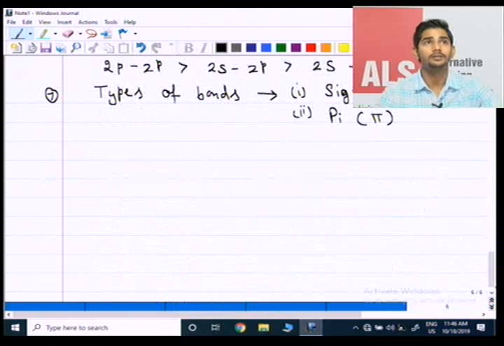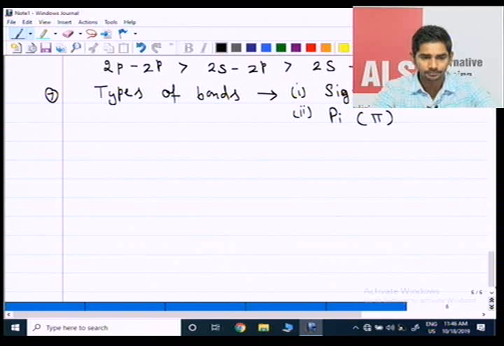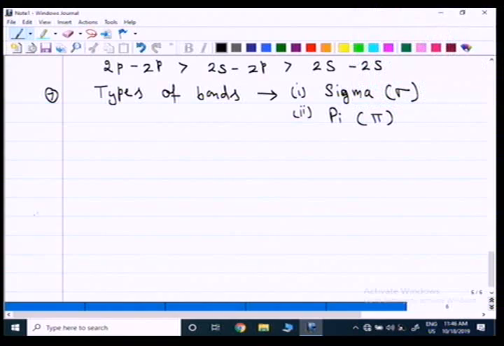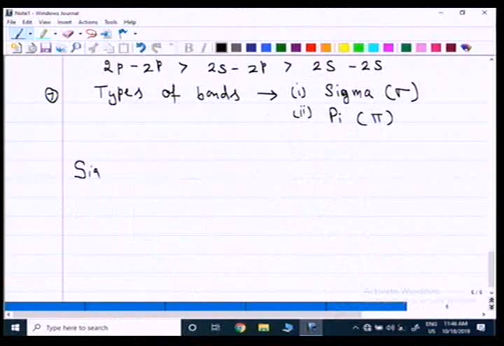So guys, these are the main introduction, or we can say the theory of the valence bond. Okay. Now let's move on to the important section where we have to discuss the sigma and the pi bonds. So the first bond is the sigma bond.